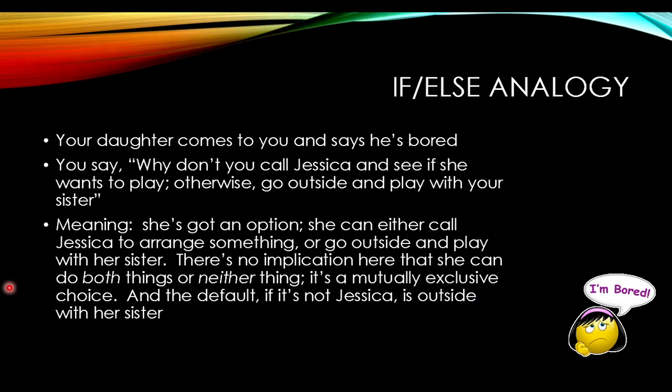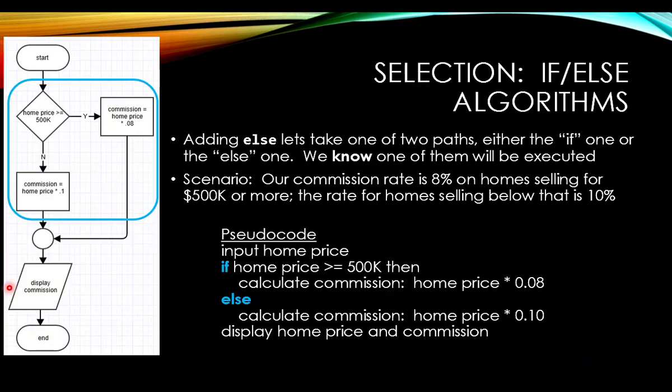Let's get a little more specific and a little more real world. Let's say that we have this scenario. The commission rate is 8% on homes that sell for $500,000 or more, but if the home is below that, right, if it's not yet $500,000, we need to have commission of 10%, right? So we have an 8% scenario and we have a 10% scenario.